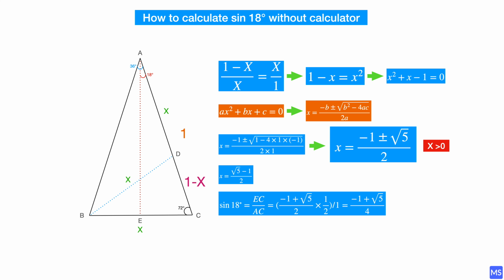Sine of 18 degrees equals the ratio of EC to AC, which is equal to negative 1 plus the square root of 5 over 2, multiplied by 1/2, divided by 1, which simplifies to negative 1 plus the square root of 5 over 4.